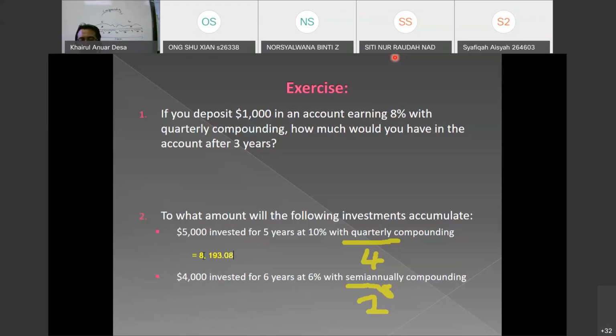Okay, tak apa. There are no big deal here. As long as the answer is very close, okay. Sometimes when we use a very high quality, high standard calculator, the answer is slightly different.